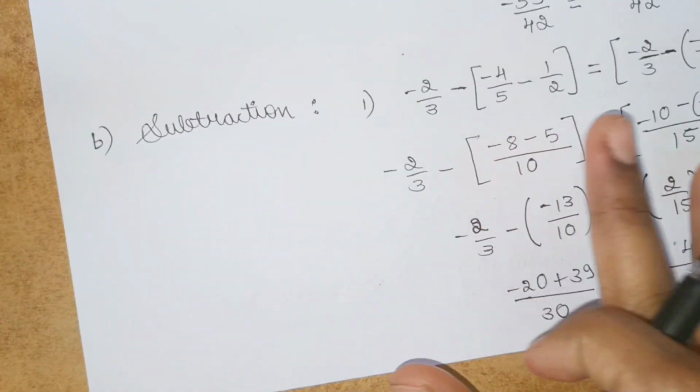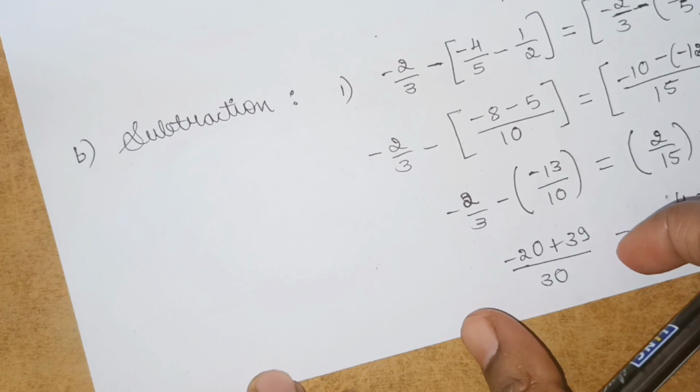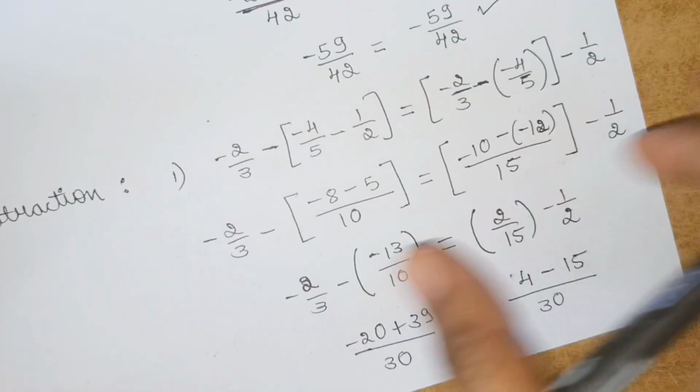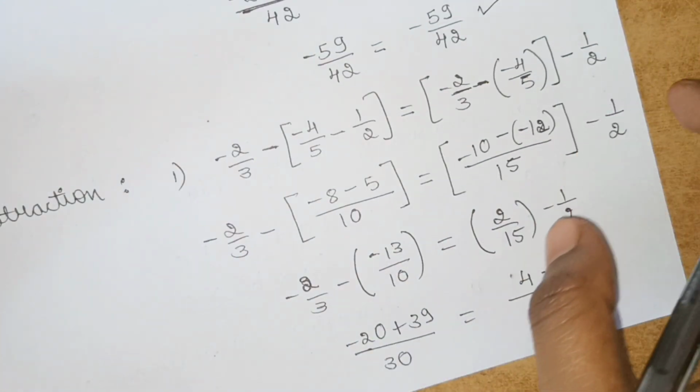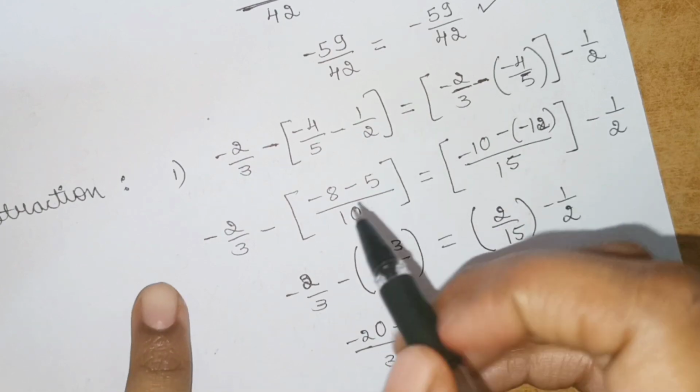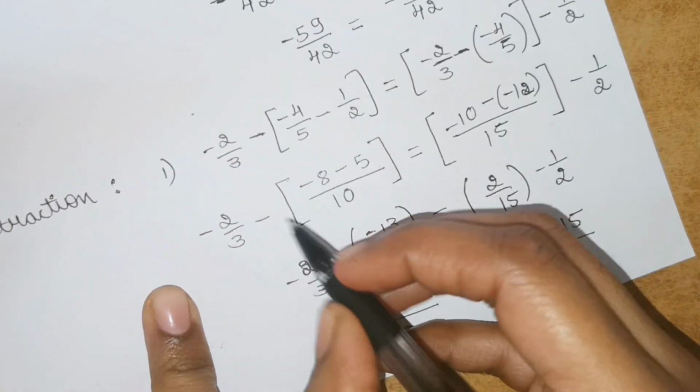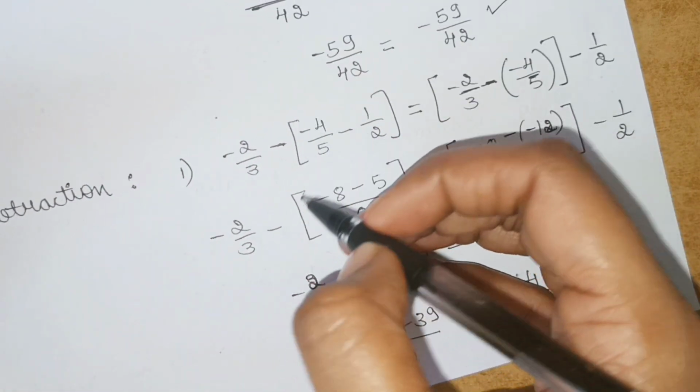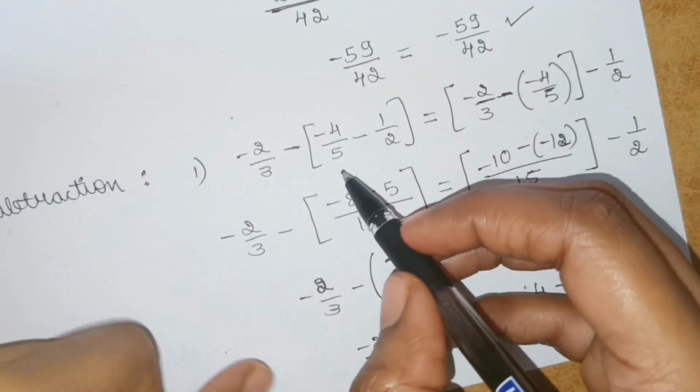Now let's move on to subtraction. In the subtraction, we have taken minus 2 by 3, minus 4 by 5 and 1 by 2 as an example. Let's solve the LHS first. Minus 2 by 3, minus is kept as it is. Now let's solve the braces.